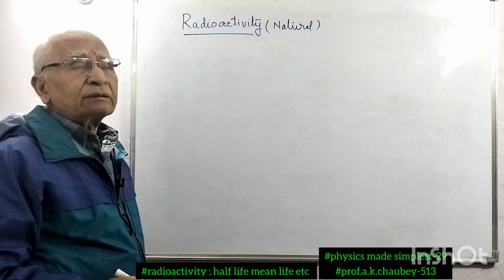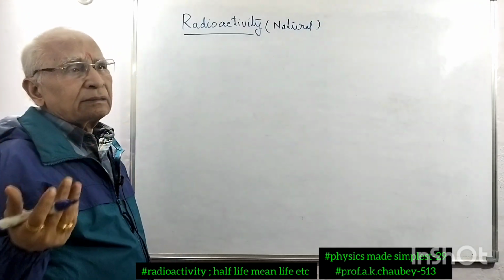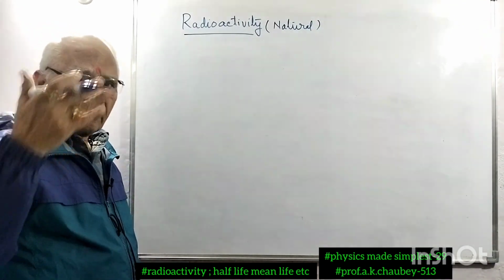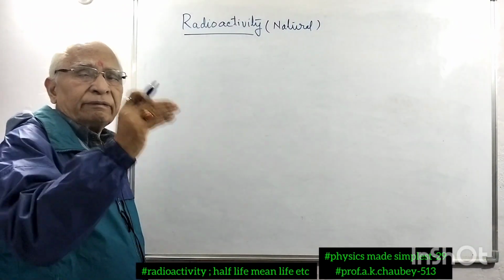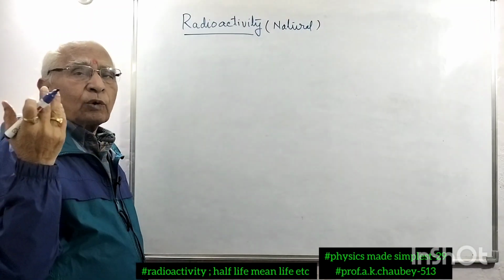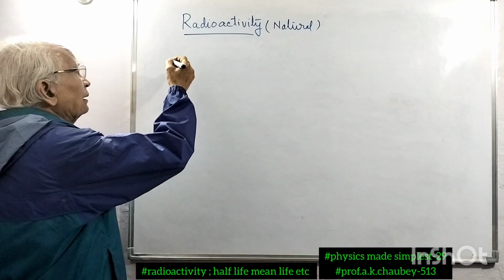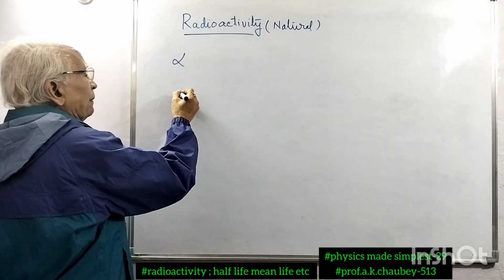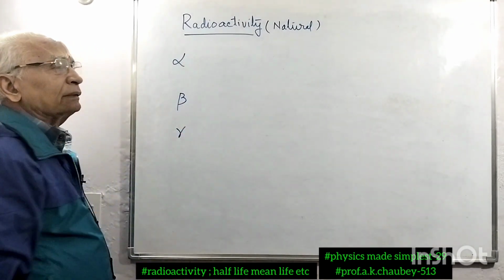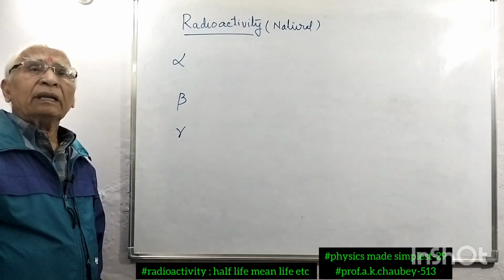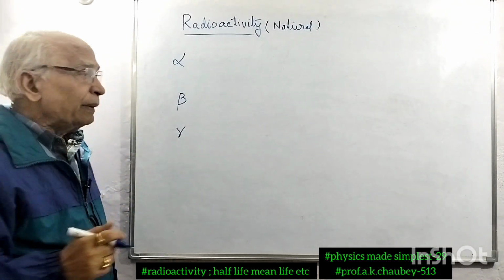It is observed that some elements, different materials called isotopes, having the same charge but different masses, are isotopes of the same element, and they emit some radiations. It was found that they emit alpha particles, beta particles, and gamma. These are the alpha, beta, gamma, three radiations, given the name natural emission of radiations from any element.